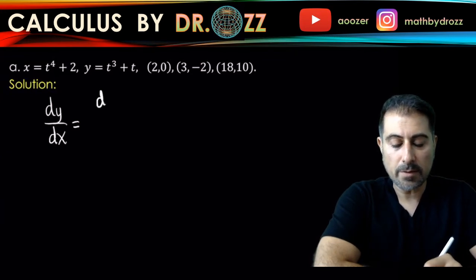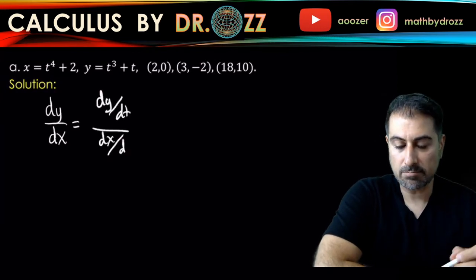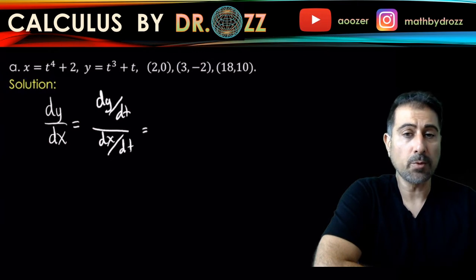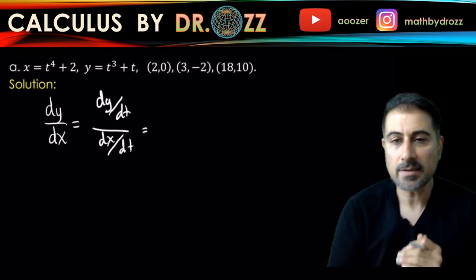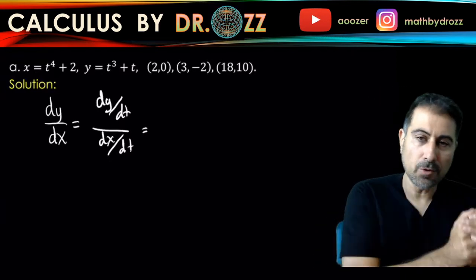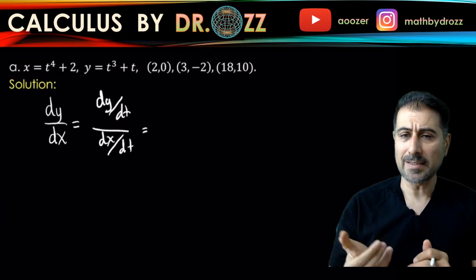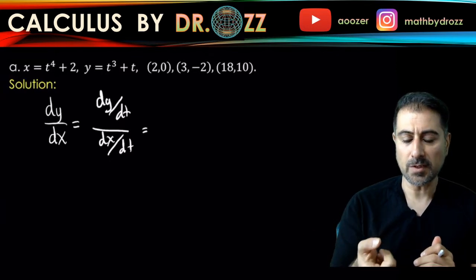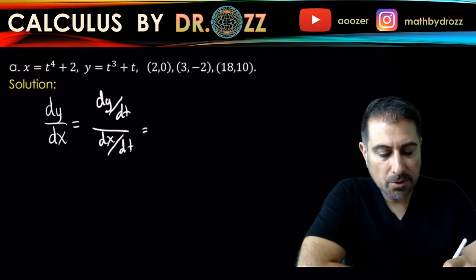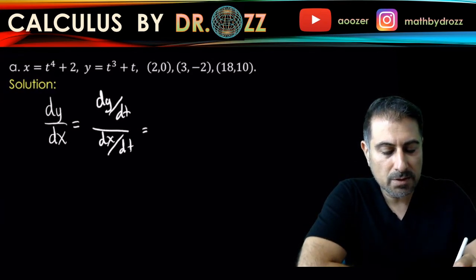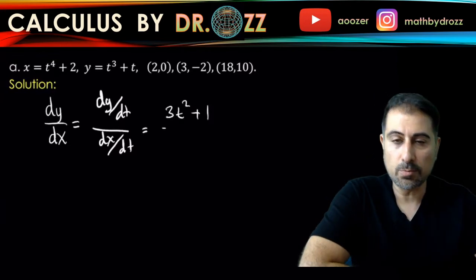We do this because dy over dx doesn't make any sense for parametric equations, since y is not written in terms of x; y and x are both functions of time, or the parameter t. So with this little trick, we look at dy over dt, which is 3t squared plus 1, divided by dx over dt, which is 4t cubed.